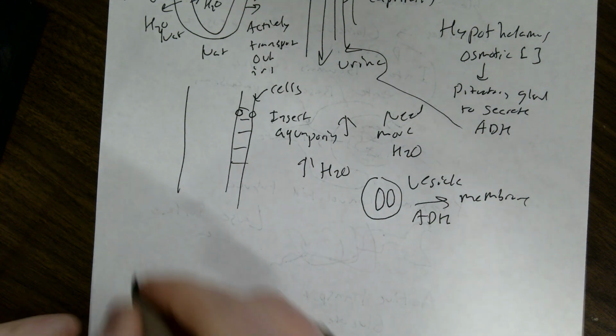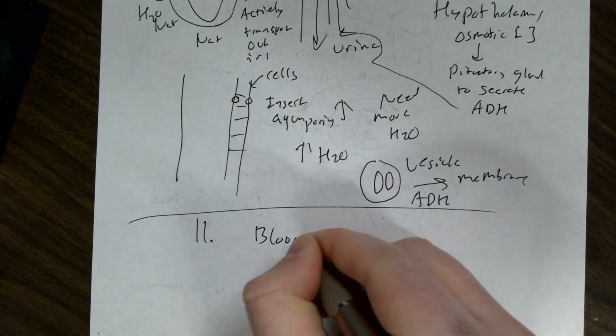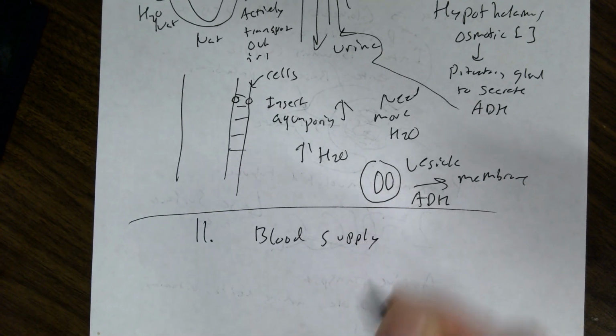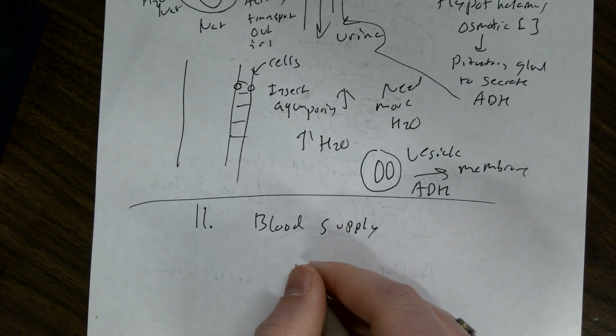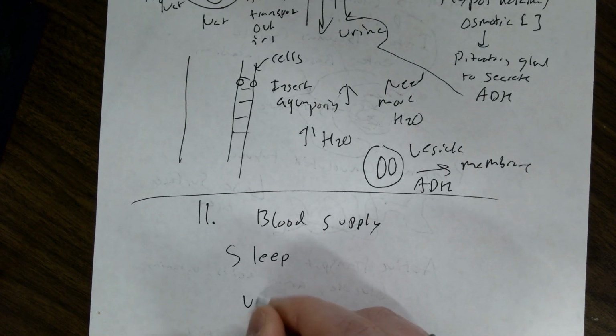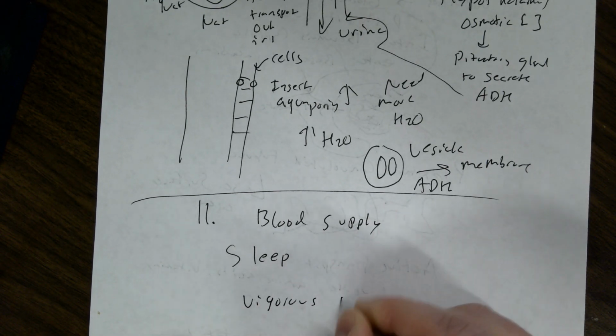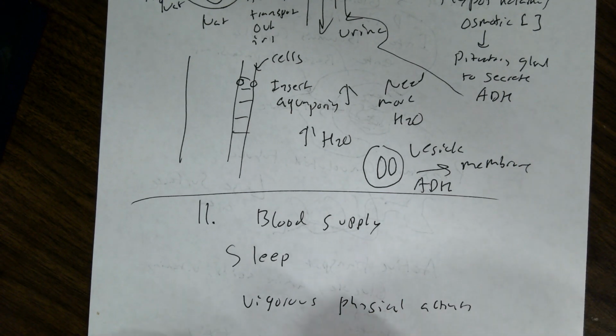Alright, the last standard is unrelated-ish, right? It's all about blood supply. And so for blood supply, what we're looking at is where does it go? So you have sleep, vigorous physical activity, and rest, wakeful rest.